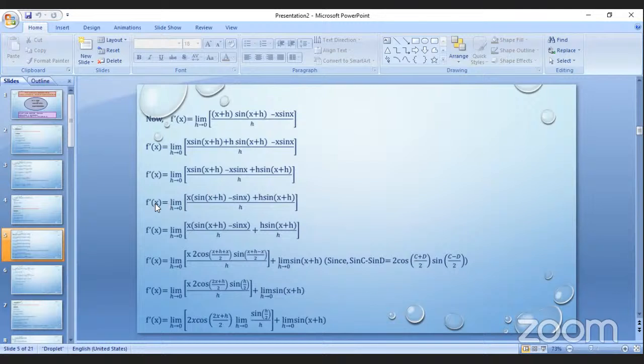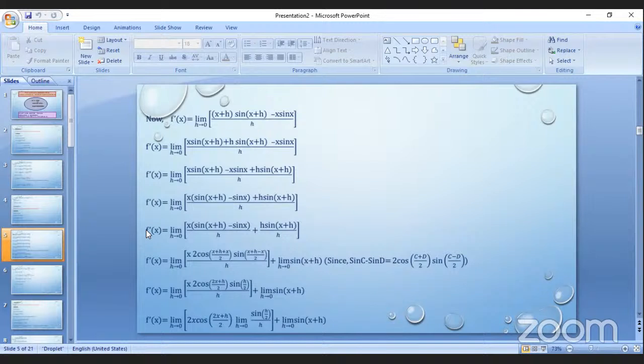F dash x equal to limit h tends to 0. So take x common here: x into sin x plus h minus sin x, plus h into sin x plus h, whole by h.